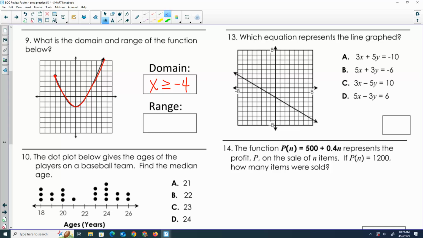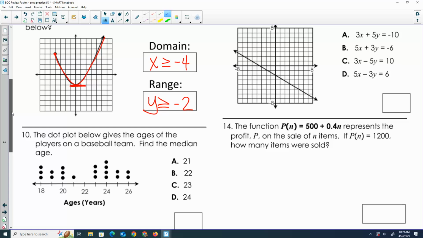Range is referring to the y. So if you're starting at the bottom, here is my lowest point. So that is at negative 2. And then it keeps going up forever. Range talks about y's. It's everything bigger than negative 2. And since it didn't have an open circle, that also gets an equal to. So domain is left to right. Range is bottom to top. Domain is the variable x. Range is the variable y.